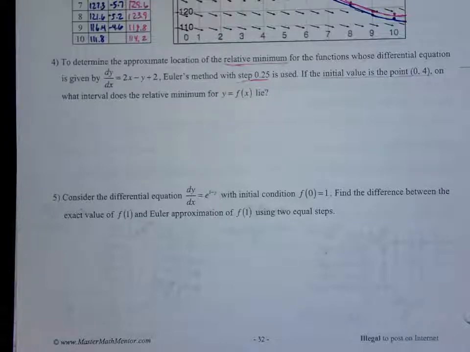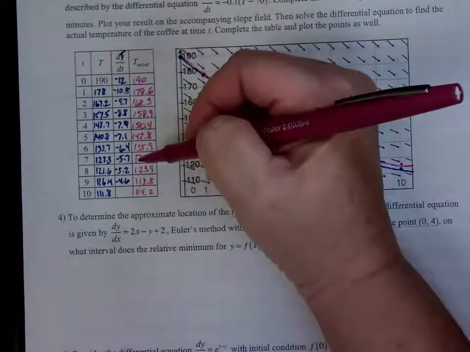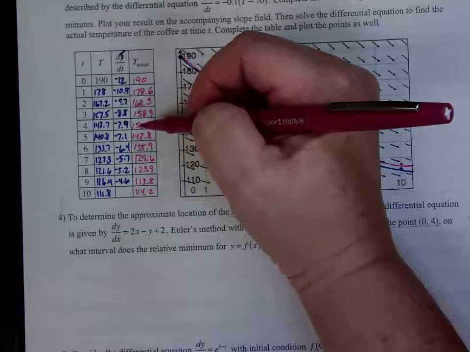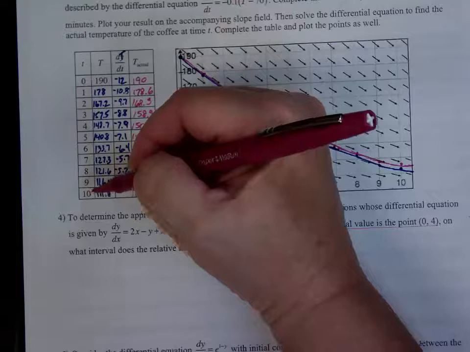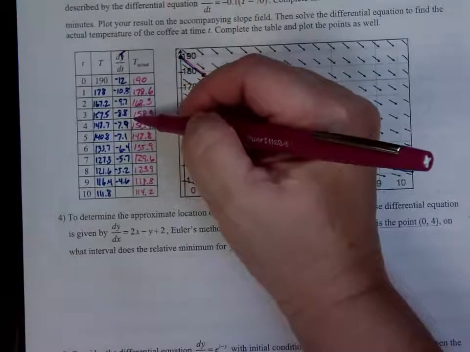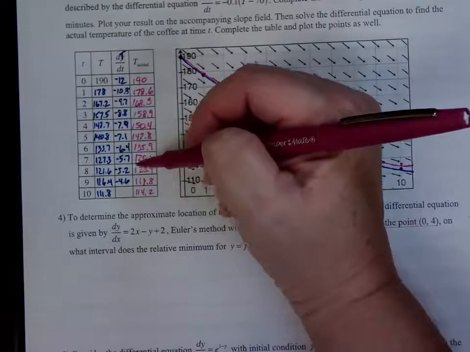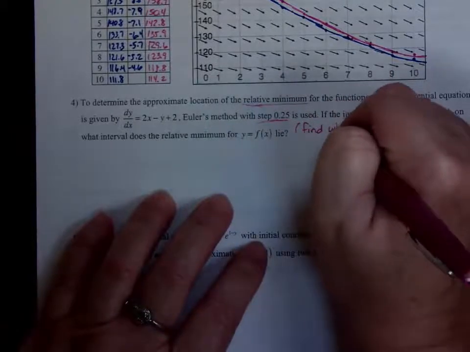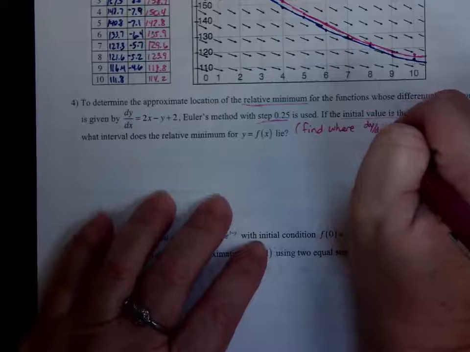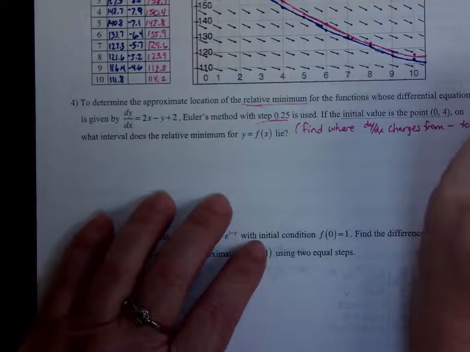Does our chart give us the slope? When we do an Euler's method chart, do we get the slope? Yes, we do. So what we're going to be doing is a chart, and it's not telling us how many x's to go. It's saying stop when the slopes change from negative to positive. That's where the min's going to be. So write yourself a note out to the side that says find where dy dx changes from negative to positive.